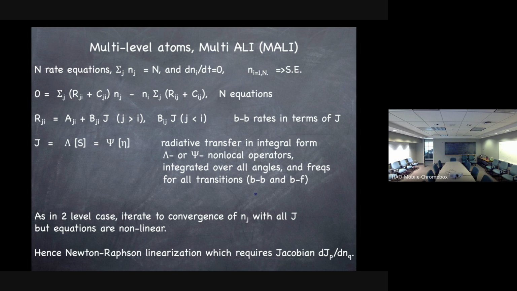Again, I apologize for more of the equations, but it's really rather simple. Instead of just two equations, we have n equations. So we have full matrices of R and C, and this is the statistical equilibrium equation, where the R's are the same thing. So this is the same as we had before. It's just level by level, we have this radiative transfer equation to solve. And we have the same problem, except we have to deal with all these levels.